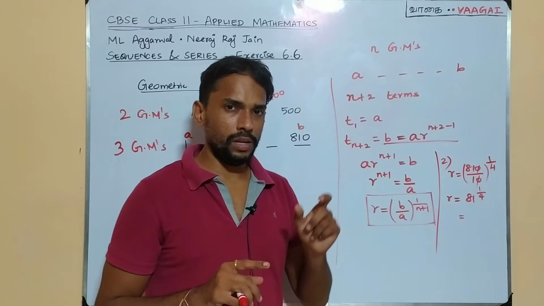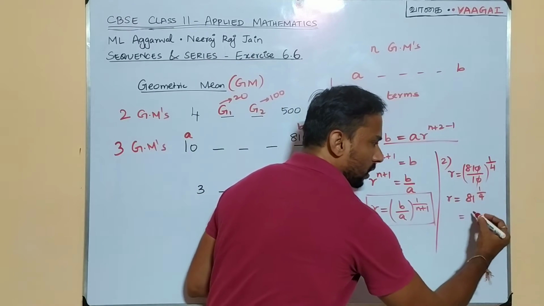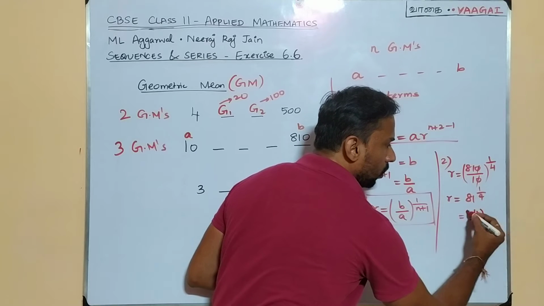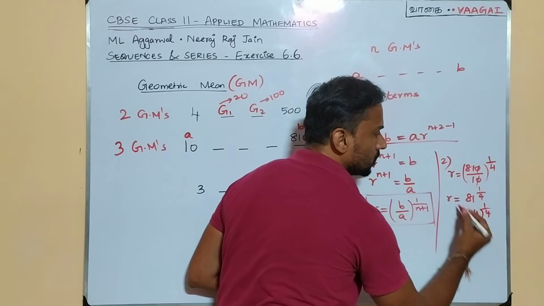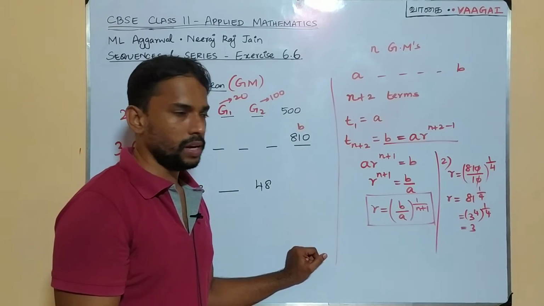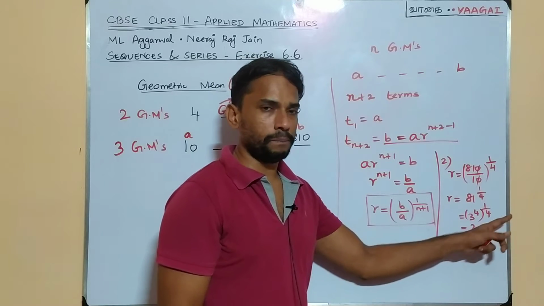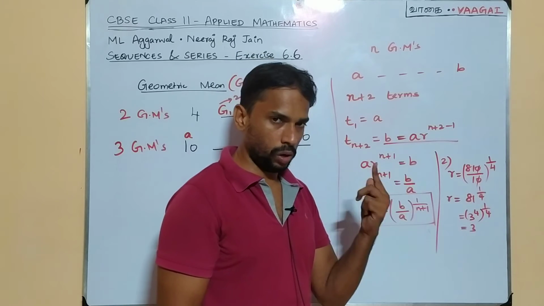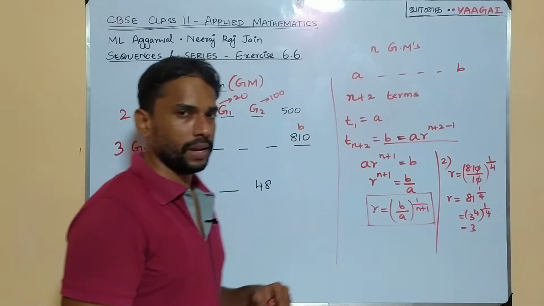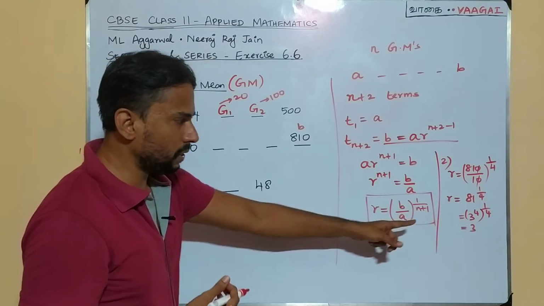3 power 4 will be 3 square into 3 square. 9 9s are 81. Simple. So that means this 81 can be written as 3 power 4 the whole power 1 by 4. So that means R is equal to simply 3. Because 3 power 4 to the whole power 1 by 4 will be 3 power 1, because 4 into 1 by 4 is 1. So it's simply 3. That means for our second example GP, the common ratio is going to be 3.